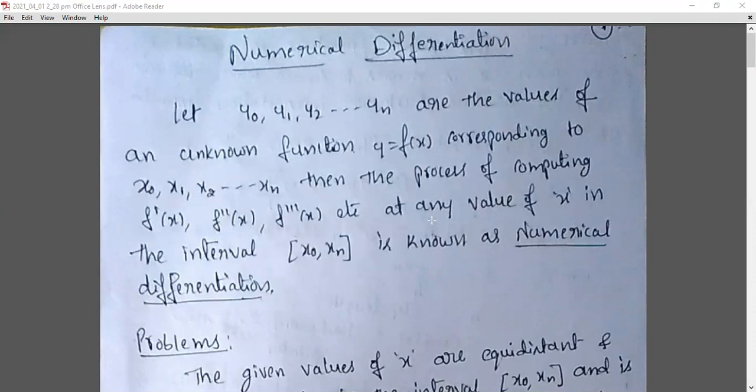In order to find the derivative values, we'll be using two formulas called Newton's forward interpolation formula and Newton's backward interpolation formula. And these formulas depend on the value of x at which we are going to find the value of the function.